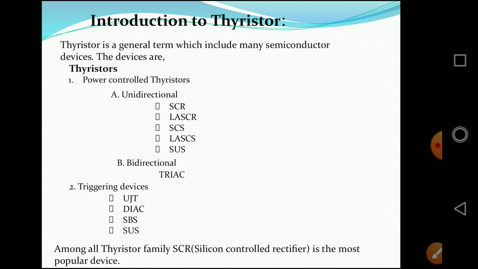Unidirectional devices are those through which the conventional current flows only in one direction, and bidirectional devices are those through which current flows in both directions. Some of the unidirectional devices are SCR, LASCR, SCS, LASCS and SUS, and TRIAC is the best example of a bidirectional device. The next type is triggering devices.